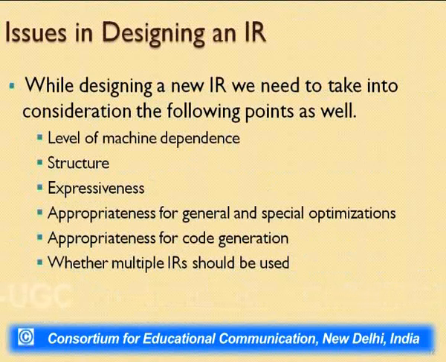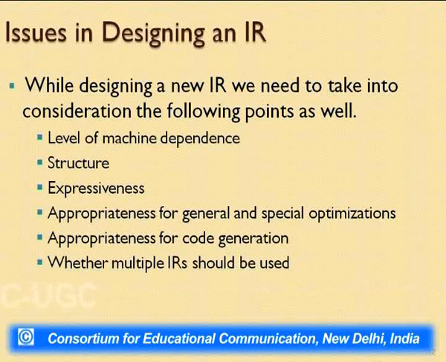If we are not using the well-known IRs, the well-known intermediate representations, and we are designing something new, then we should actually be thinking about these very points also. The level of machine dependence, how much dependent on machine it will be, its structure, its expressiveness in terms of expressing the source priorities, and expressing the machine dependencies also. Appropriateness for general and special optimization, appropriateness for code generation.